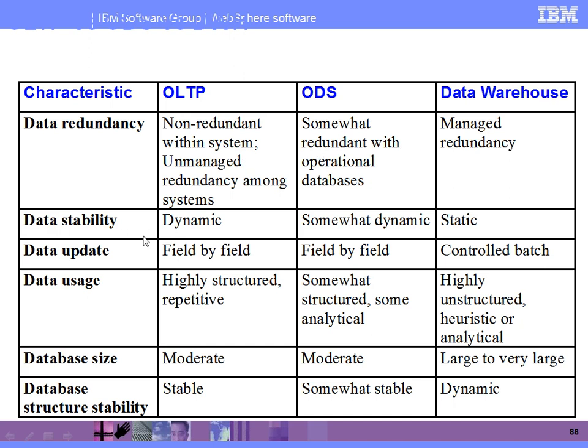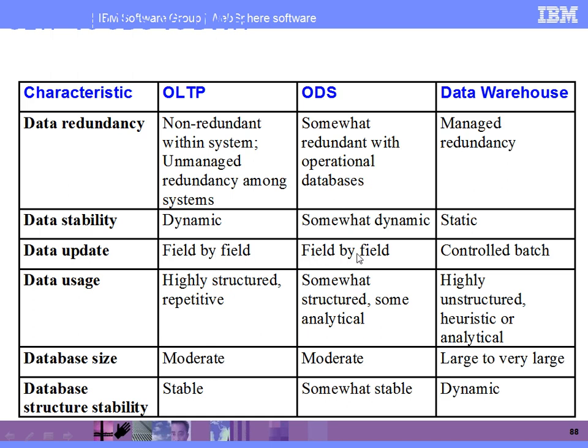Stability wise, OLTP systems are dynamic, because if any customer changes his address, that needs to be updated into OLTP. Those changes we need to maintain, so that's dynamic data. In ODS it is somewhat dynamic, and the warehouse is static. The data we load into the warehouse is not completely static, but we can call it static, though a few of the data are also going to be updated.